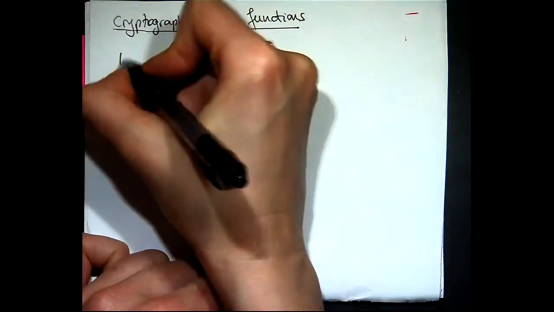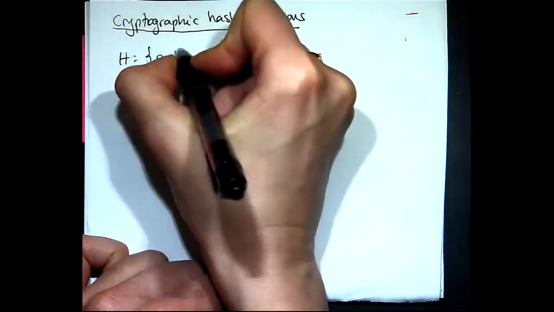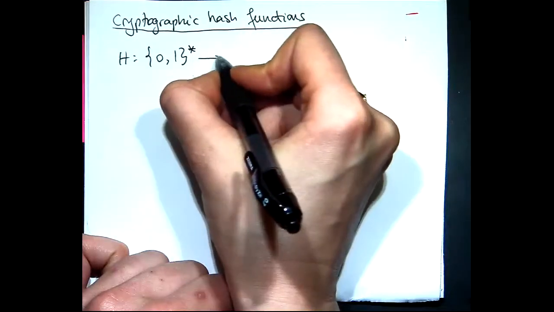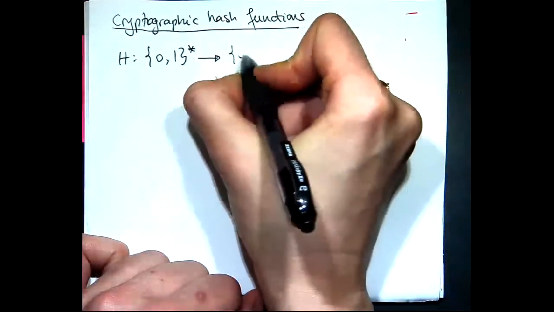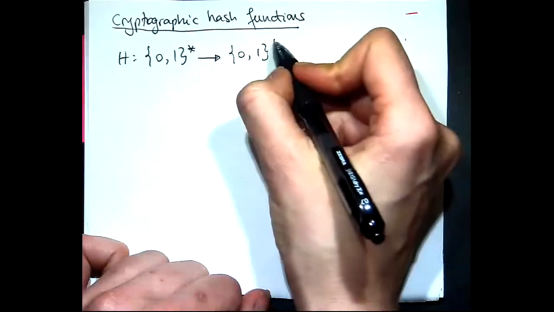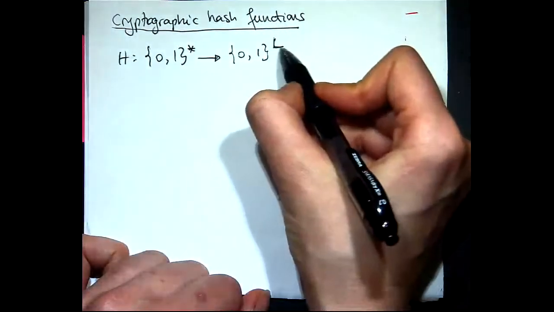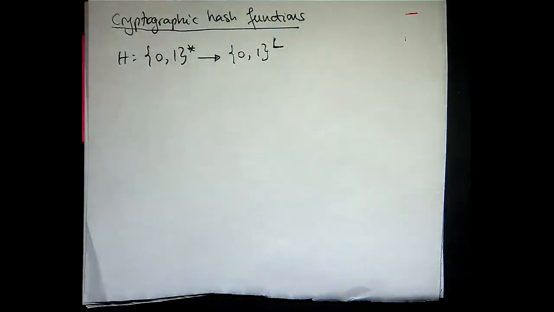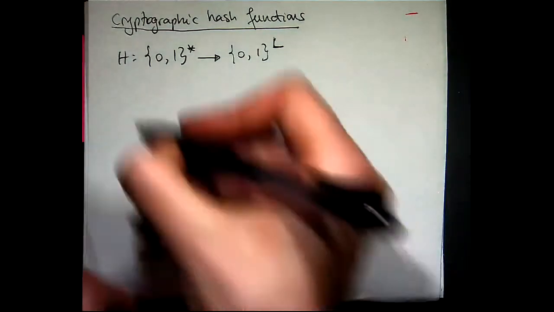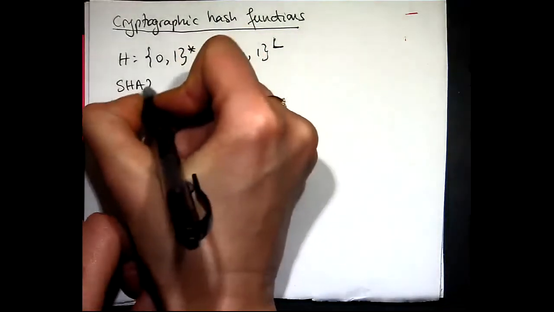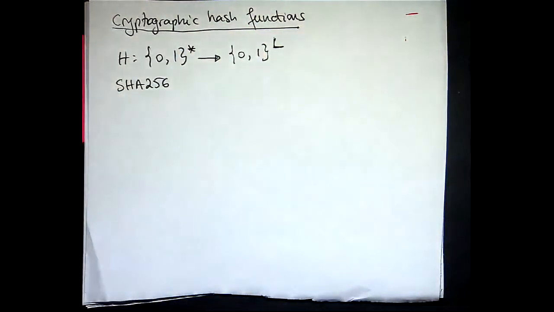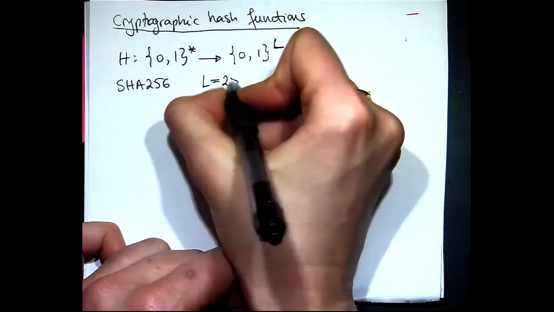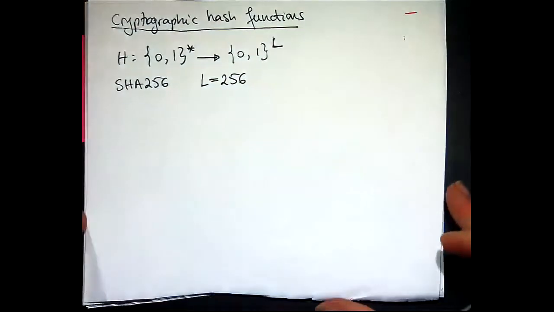So a hash function is basically a deterministic function that takes an input of any size. This is what this star means. It means it's of any size. But it always maps it to a fixed size. So in this case, this hash function has L bits of output. Okay? So you can take any size of an input and it shrinks it down to L bits. For example, SHA-256 is a standard cryptographic hash function used today, and it outputs 256 bits, no matter what the input size is.